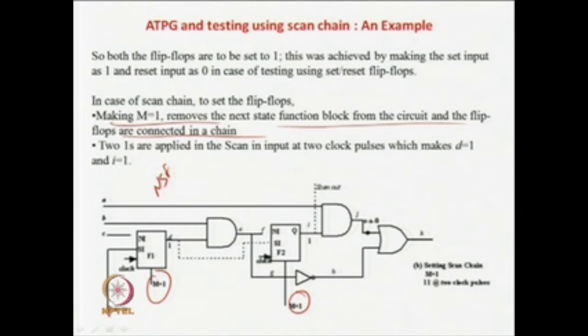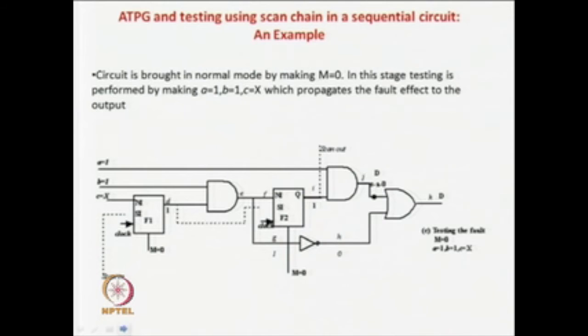So, what happens? This scan in, this external pin, gets connected to the flip flop, the output of this flip flop gets connected to the input of the second flip flop, and this final output is the scan output. So, now it becomes a shift register chain. So, you apply 1 1 at the rate of 2 clock pulses, then what you will have? You will have 1 here and 1 here. So, this actually sets your flip flop. So, you can understand what we have achieved.